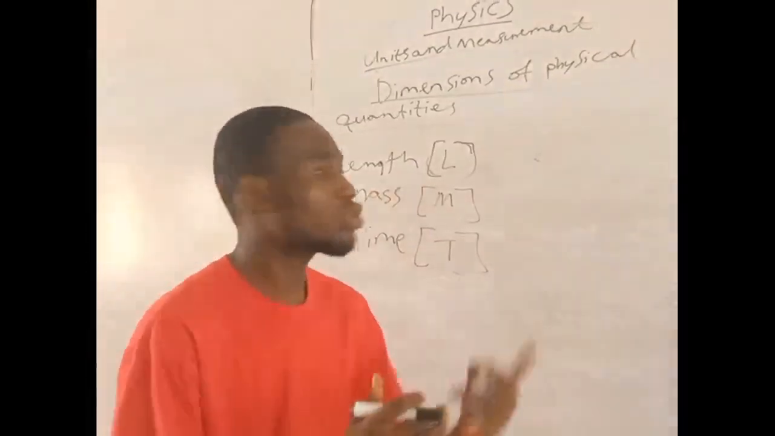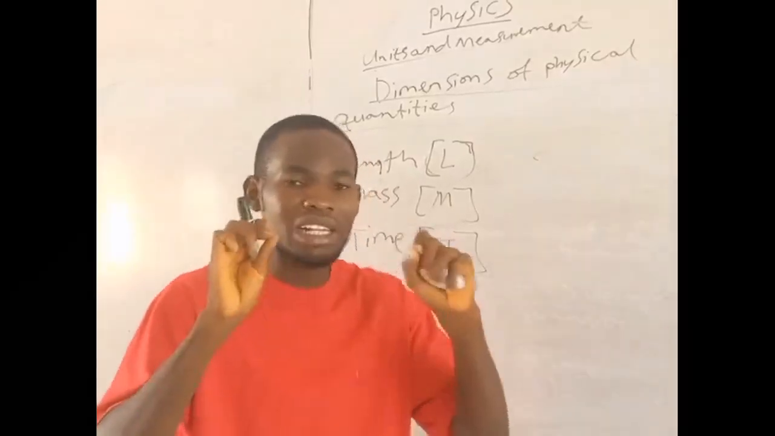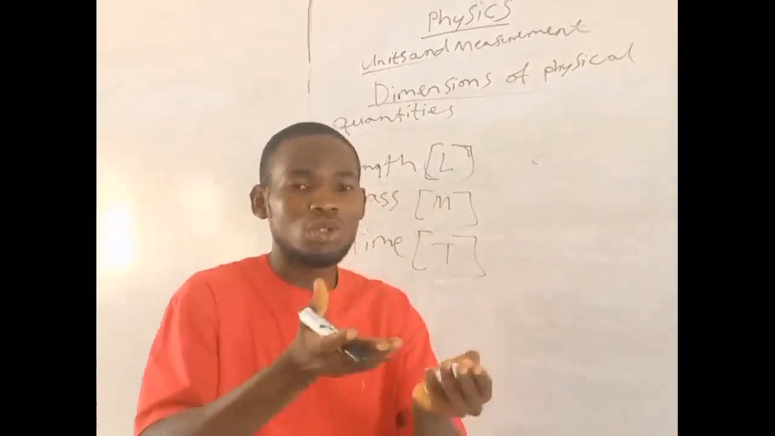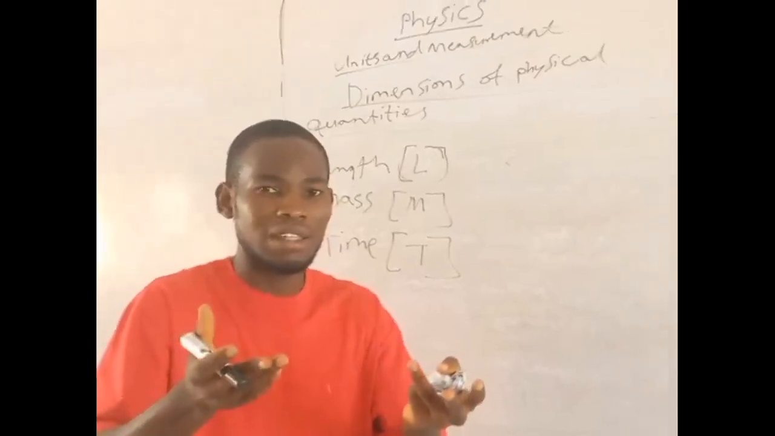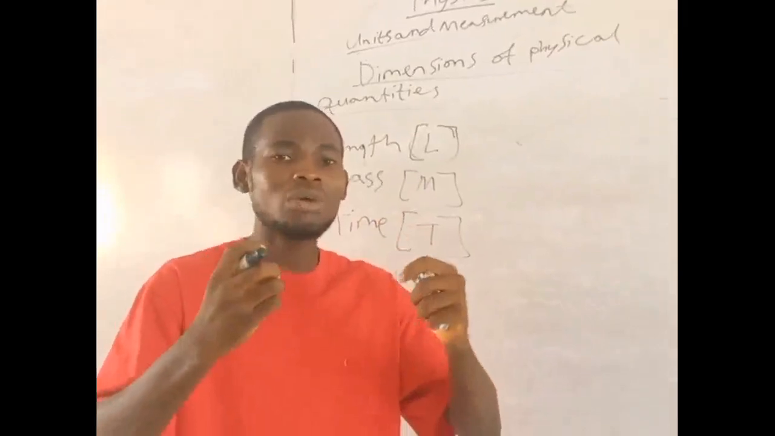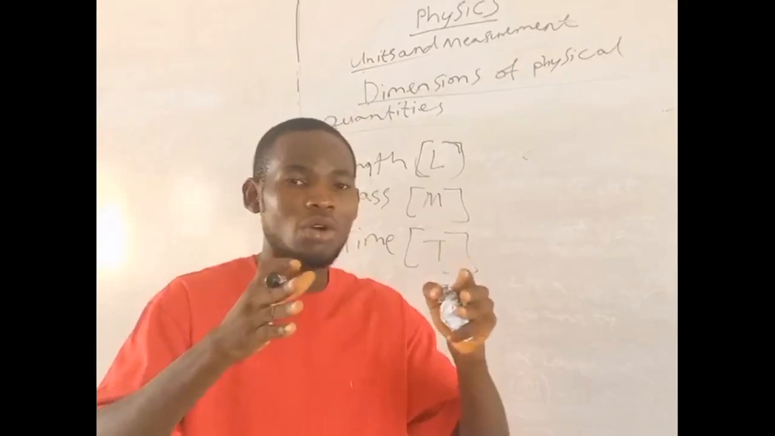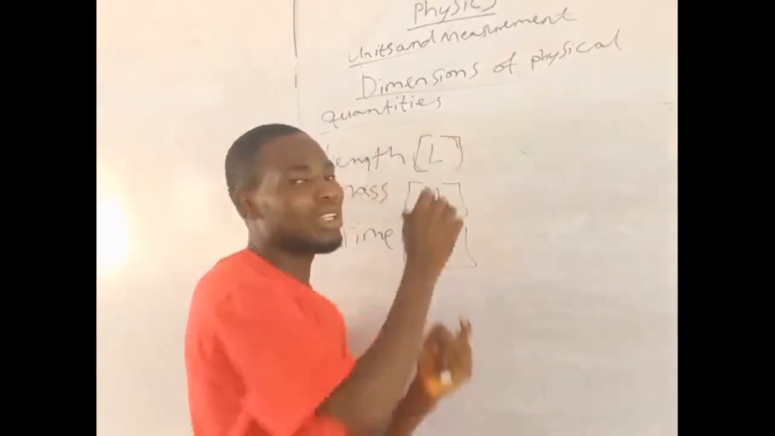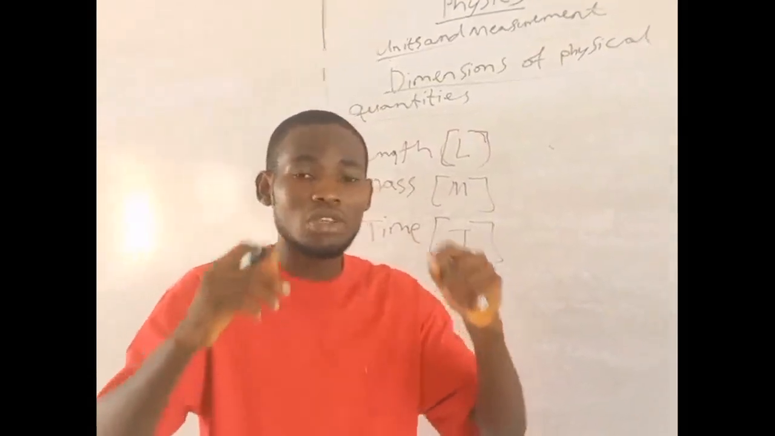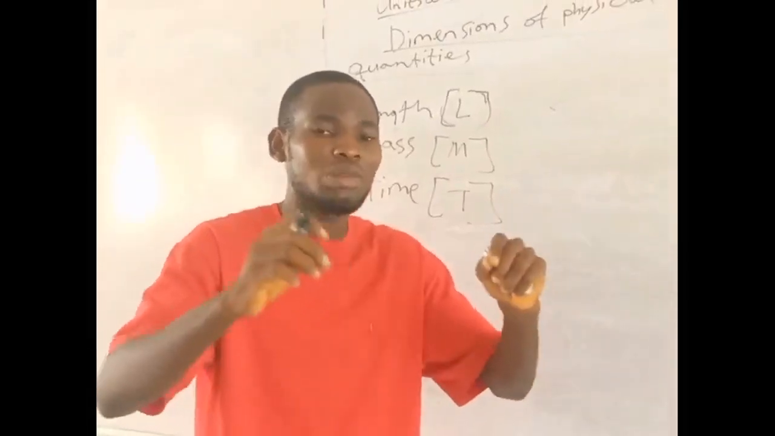Now, what are the uses of dimensional analysis? You use it to check the validity or correctness of equations. In physics, they say that V is equal to U plus AT. That is an equation of motion. I'm going to show you how to check whether an equation is valid using dimensional analysis. Another use is that you can use it to derive equations, and I'm going to show you in my subsequent class.